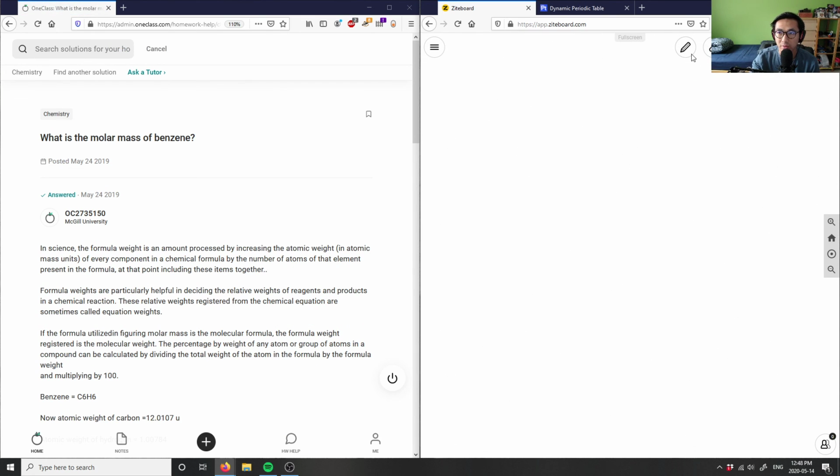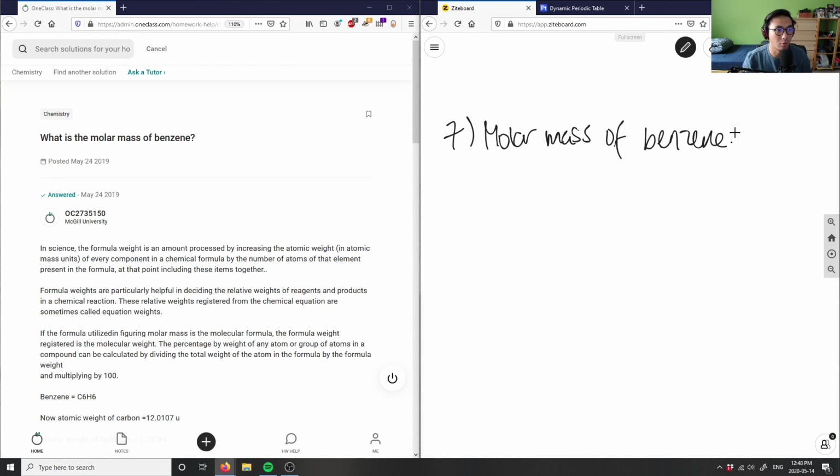Let's look at 7. Maybe we do 2 more questions here for the day, depending on time here. I want the molar mass of benzene. So now we're heading not towards grade 12 material, but this is more so grade 11 material now. So it's the molar mass of benzene. So what is the molar mass of benzene?